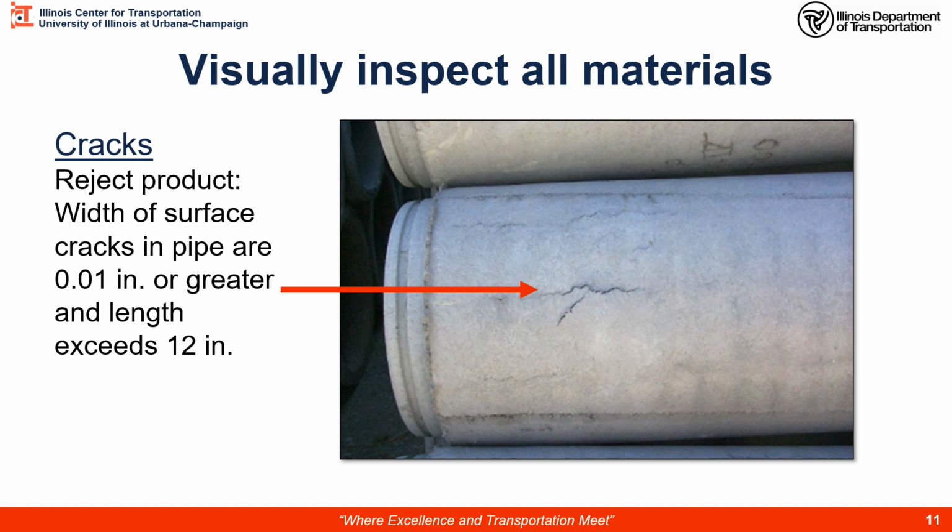From the precast concrete pipe inspection guide, it says we're going to reject this product if the width of the surface cracks in the pipe are 1/100th, or 0.01 inches, or greater in width, and the length exceeds 12 inches. Again, we will show you on the precast concrete qualified producers list the actual inspection guide for precast concrete pipe.